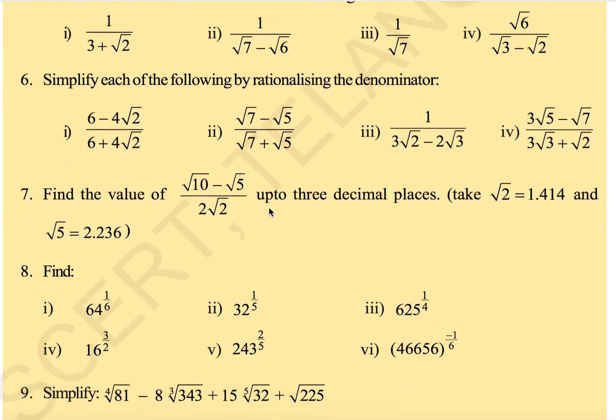Find the value of root 10 minus root 5 by 2 root 2 up to 3 decimal places. Quite simple. Here you will get 1 by 2 into root 5 minus root 5 by root 2. So rationalize with root 2, root 10 by 2.